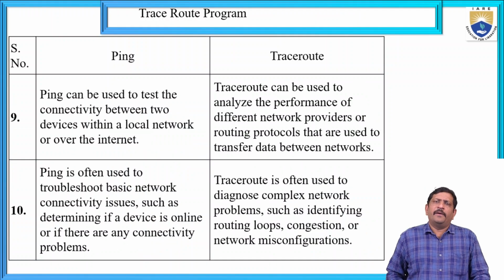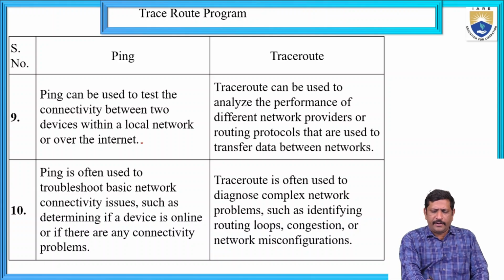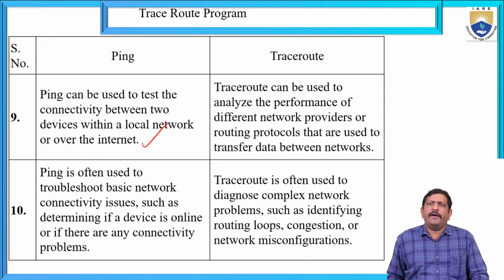Ping can be used to test the connectivity between two devices within a local network or over internetworking. And traceroute can be used for analyzing the performance of different network providers or routing protocols.